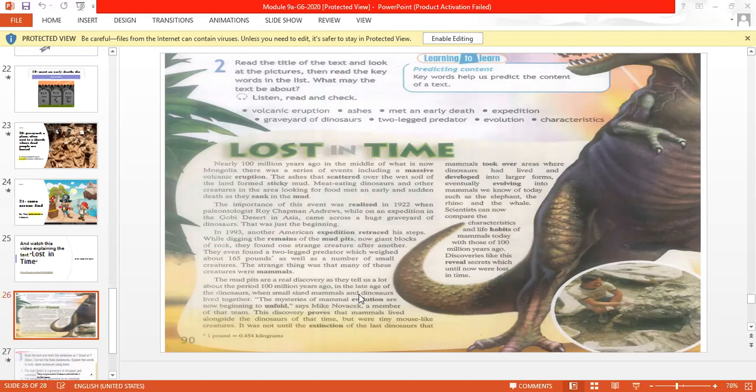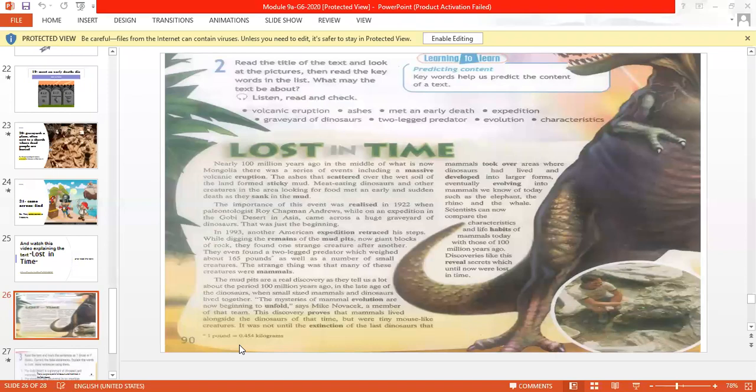In 1993, another American expedition retraced his steps. Retrace means to follow the steps, while digging the remains of the mud pits. And we said pit, it means the lower area in the soil or the ground or whatever. Now giant blocks of rock. They found one strange creature after another. They even found a two-legged predator which weighed about 165 pounds, and here 1 pound is 0.454 kilograms. It weighed about 165 pounds, as well as a number of small creatures.